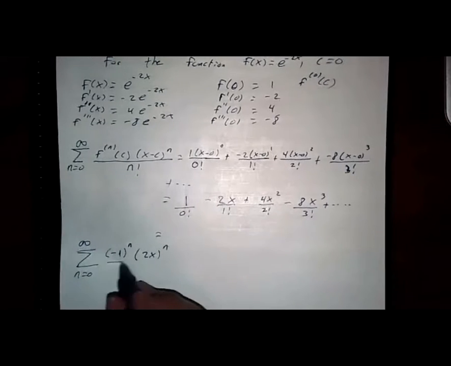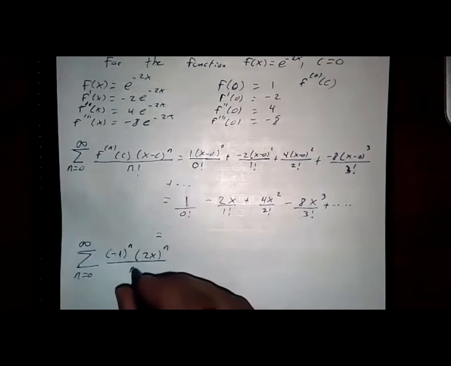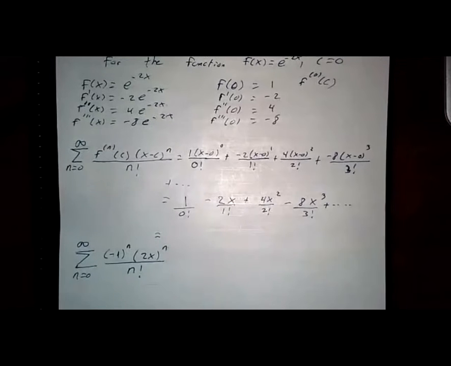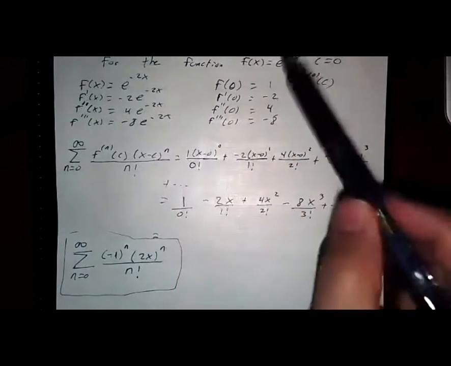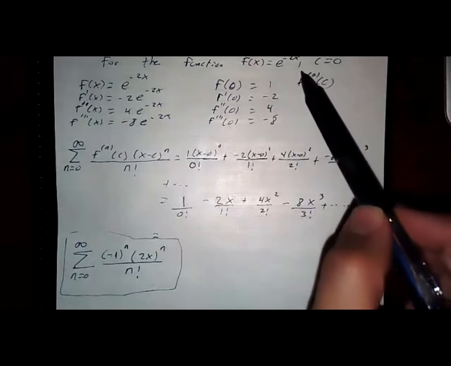Now I need the part for the factorial. Simply put, n factorial. So this is the answer for the Taylor series centered at 0 for this specific function, e to the negative 2x.